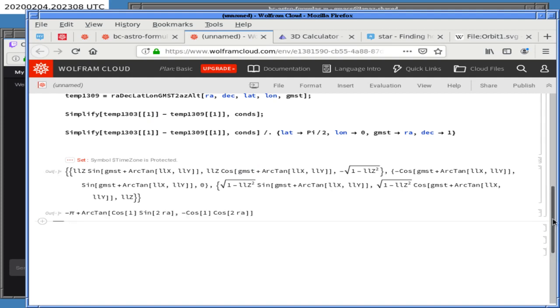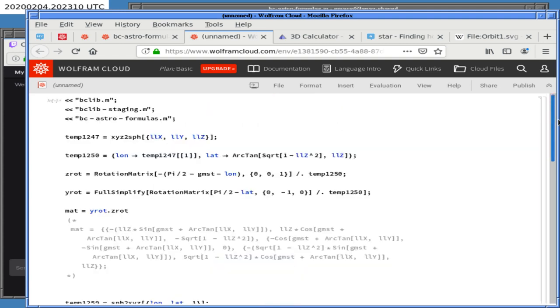Not even close. Worse answer. So let's go ahead and change our z rotation matrix back to be the plus of this. And maybe we don't need a negative sign out here after all. I think I might have the flip in the wrong direction.